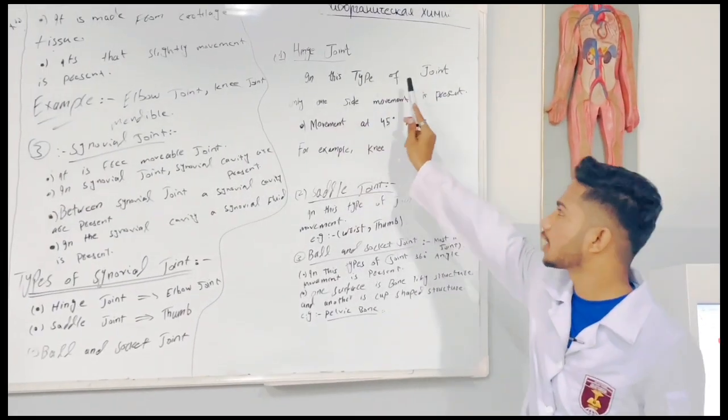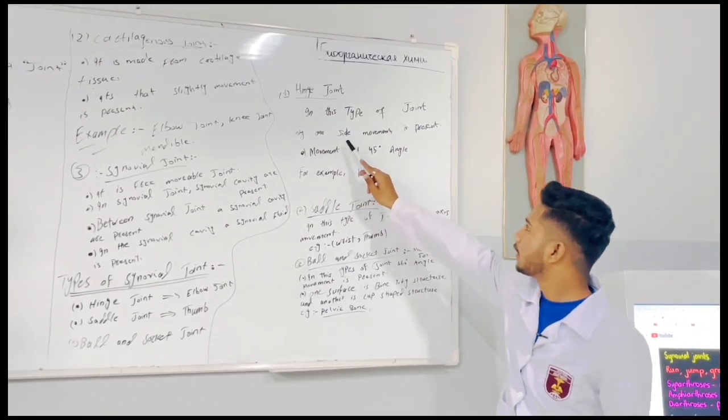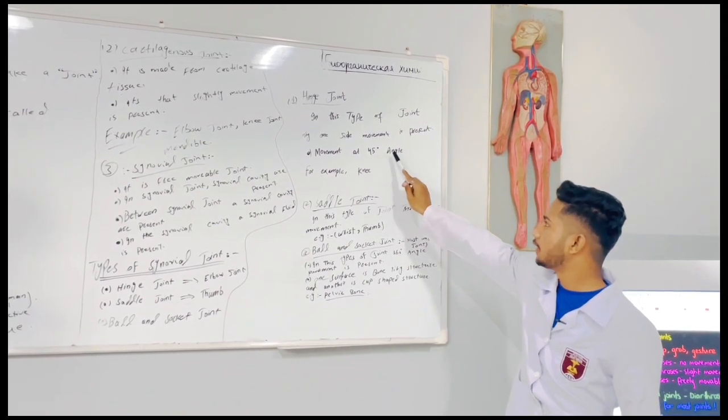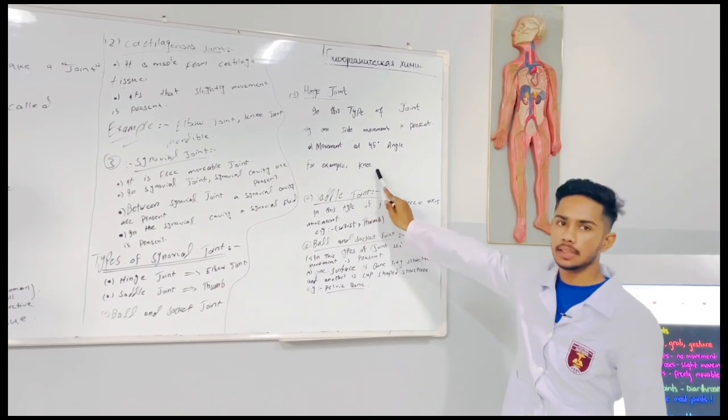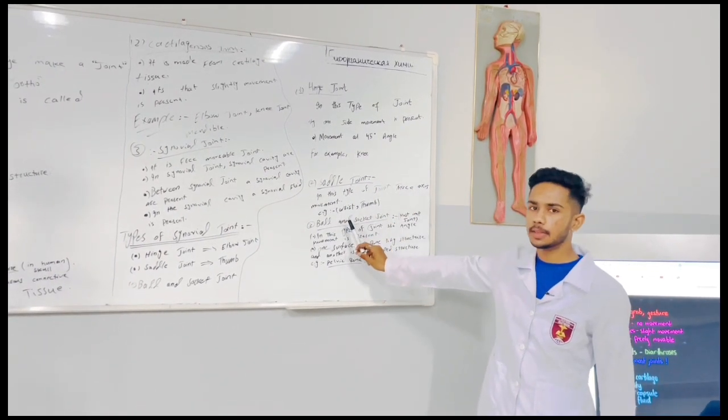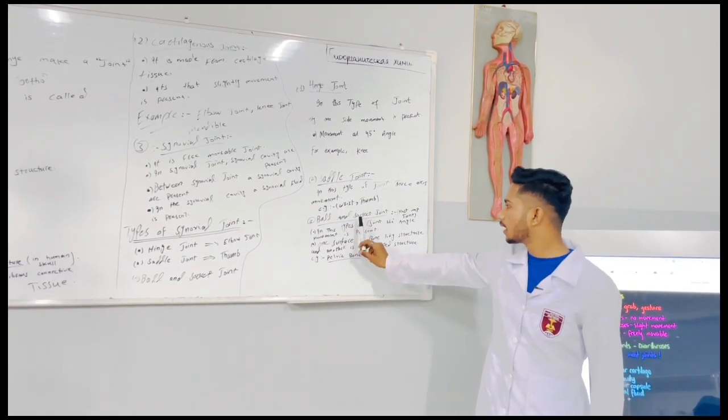Hinge joint. In this type of joint, only one-sided movement is present, a movement at a 45-degree angle. For example, the knee. Saddle joint. In this type of joint, 3-axis movement is present. For example, wrist, thumb.